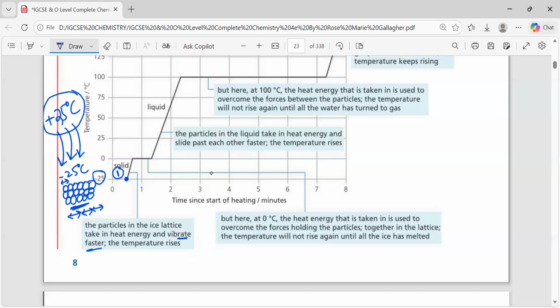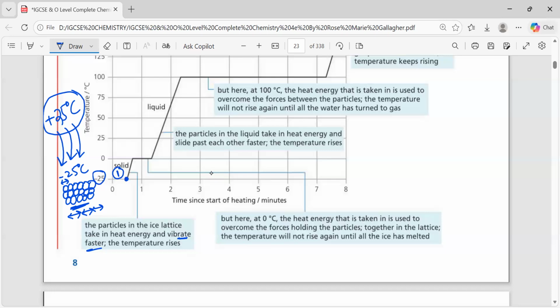Now you will explain it. What is happening with that ice cube? The heat energy will make it vibrate faster. And where is this heat energy coming from? You will say from the room. The ice will absorb heat energy because the room temperature is 25 degrees.